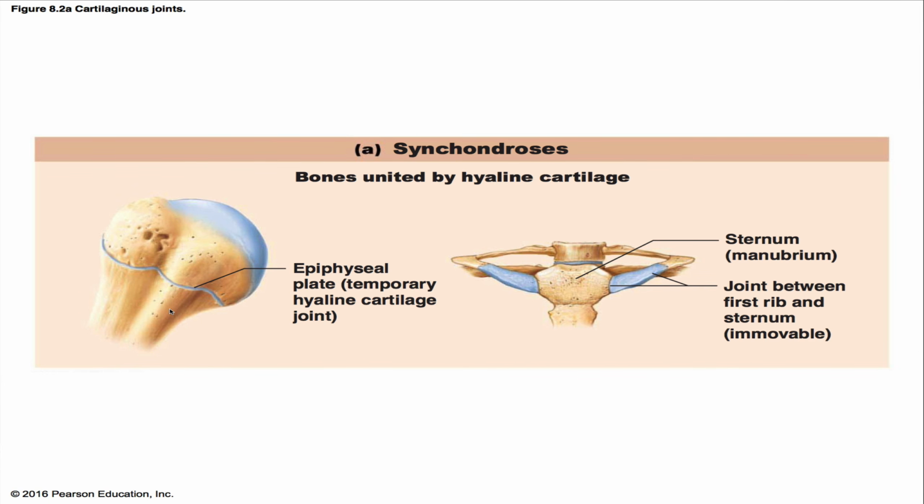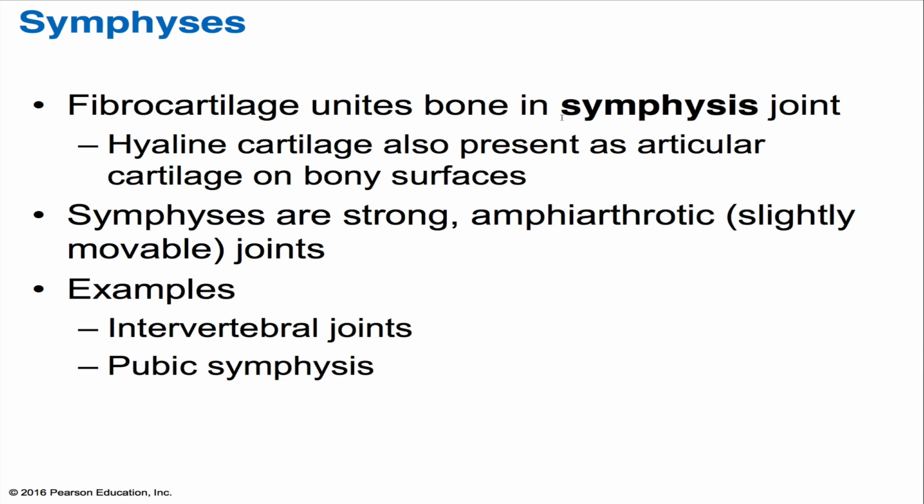So again, this is another example of a synchondrotic joint. This is not movable. It's an immovable joint. Now, in a symphysis, the articular surfaces of the bones are lined with hyaline cartilage, or articular cartilage. This articular cartilage is fused with an intervening pad or plate of fibrocartilage. This fibrocartilage is the main connecting material.